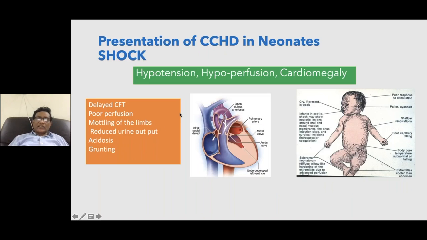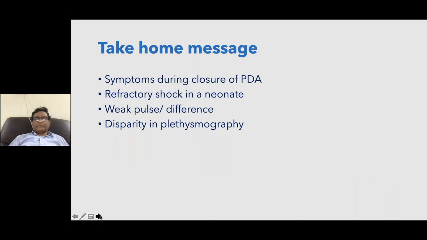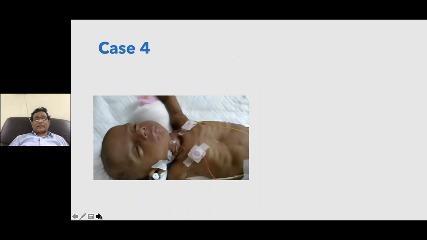So hypotension, hypoperfusion, cardiomegaly, delayed CFT, poor perfusion, mottled limbs, reduced urine output, acidosis, grunting, that is due to pulmonary edema, suggestive of shock presentation. Any symptoms during the closure of the ductus, refractory shock, weak pulse, and disparity in plethysmography between upper and lower limbs, please suspect coarctation of aorta.